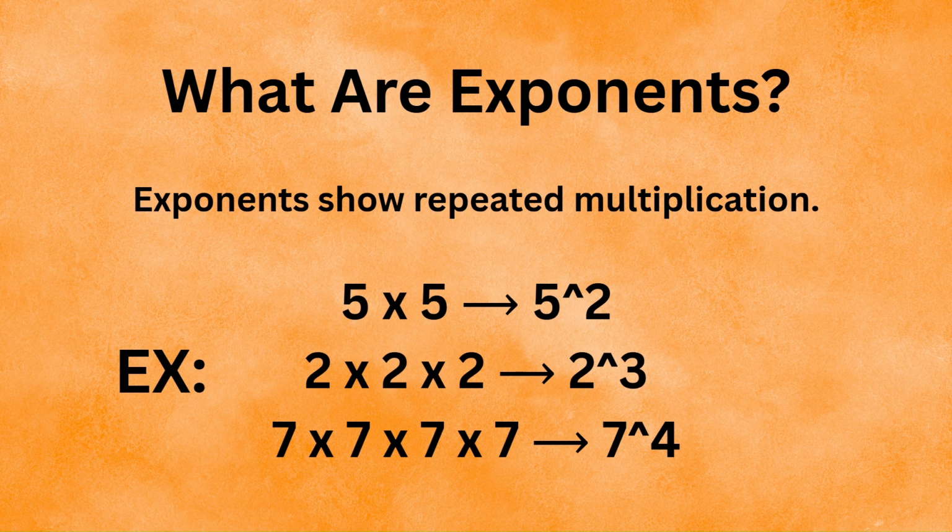If you have 2 times 2 times 2, then you would say 2 to the third power, or 2 cubed. 7 times 7 times 7 times 7, since there's 4 sevens, you'd say 7 to the fourth power.